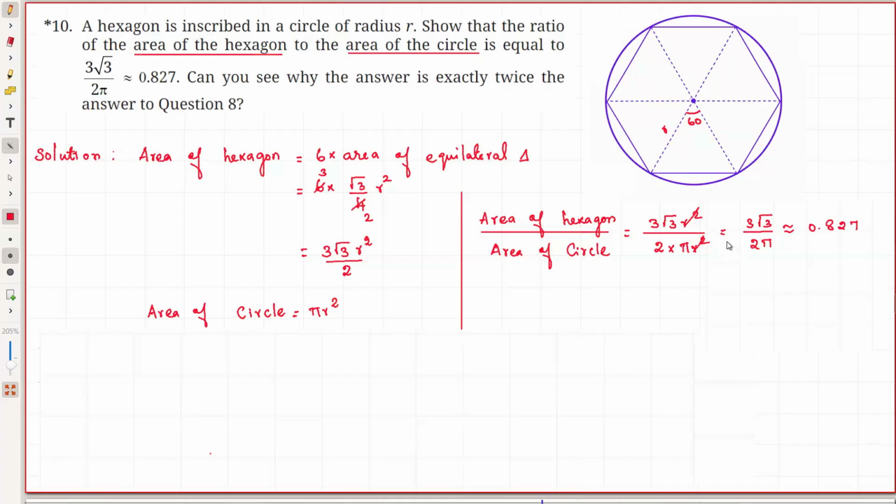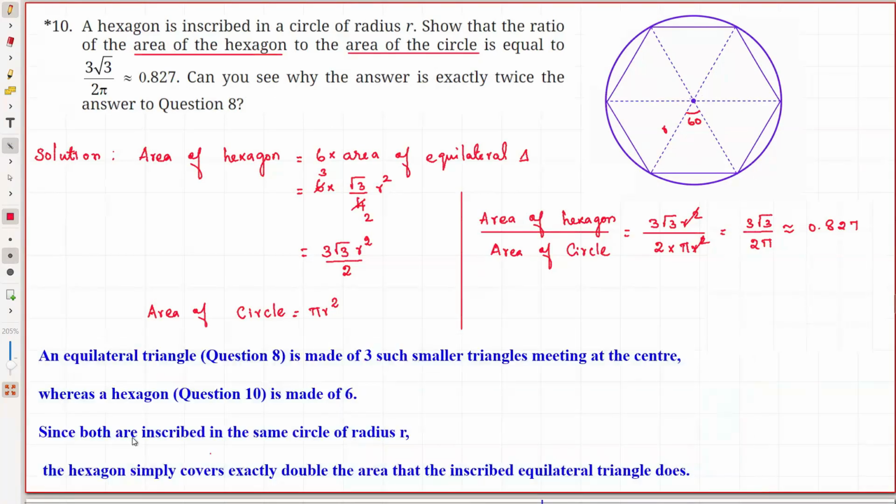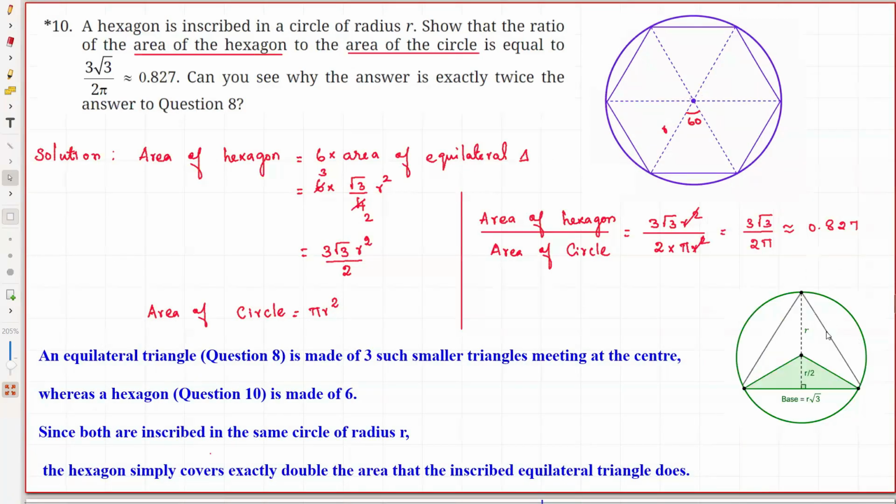In the first question, we learned an equilateral triangle inscribed in the circle. In the second, a square inscribed in the circle. Here, a hexagon inscribed in the circle. The concept is the same. Now they are asking, can you see why the answer is exactly twice the answer to question 8? So this is the reason. An equilateral triangle in question number 8 is made of 3 such smaller triangles meeting at the center. You can see the diagram here.